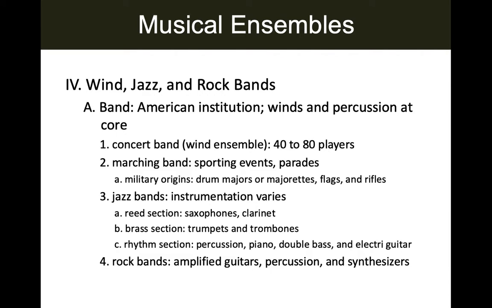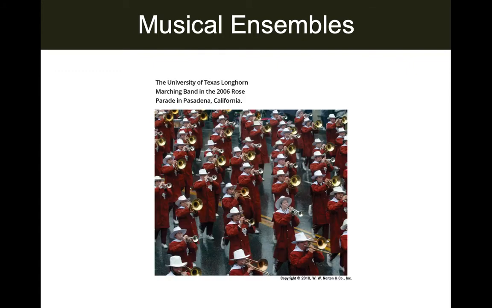Jazz bands' instrumentation varies. We have the reed section, which has saxophones, or maybe the clarinet. We have the brass section, which is trumpets and trombones, and the rhythm section, which is the percussion, piano, double bass, and an electric guitar, and sometimes an acoustic guitar. Rock bands have amplified guitars, percussion, and synthesizers.